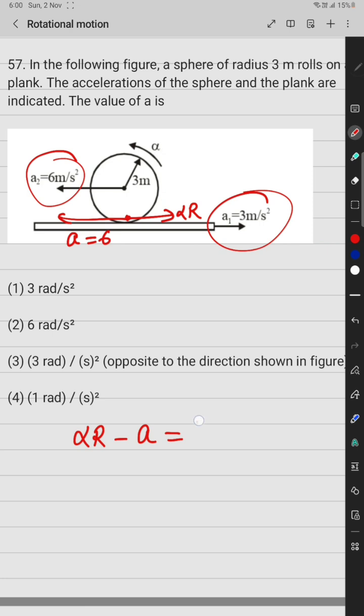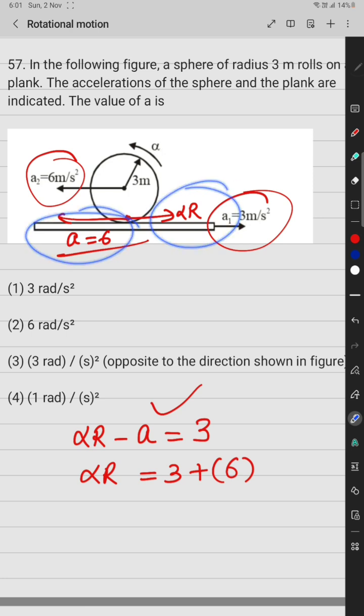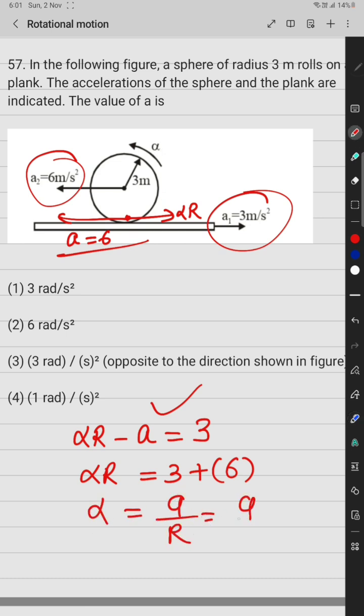Then the net resultant of this one is alpha r minus a, equal to the acceleration of the plank, and the acceleration of the plank is 3. So alpha r equal to 3 plus a, a is given as 6, that means alpha r minus 6 equals 3. Therefore alpha equals 9 by r, and r is given as 3, so alpha equals 3 radian per second square. So the correct option is the first one.